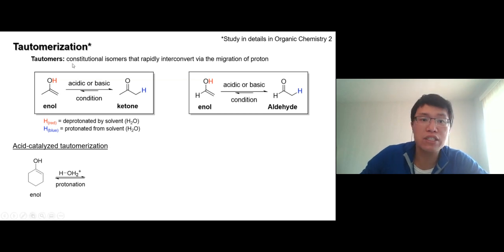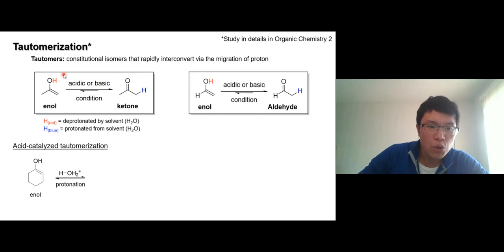Tautomers are constitutional isomers that rapidly interconvert via the migration of protons. So basically, a proton moves from one spot to another. These are constitutional isomers. They have the same molecular formula, but different connectivity. So the proton is here, double bond here, double bond here. Tautomerization is a process of transfer from one isomer to another, and it can be triggered by using an acid as a catalyst or a base as a catalyst. Either one works.